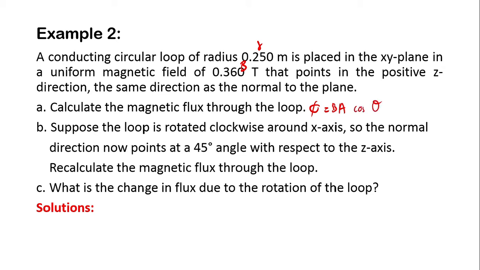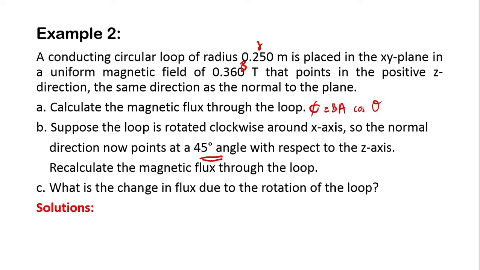Suppose that the loop rotates clockwise around the x-axis. So determine the additional 45 degree angle with respect to the z. Recalculate the magnetic flux. Ni bila masukkan inline angle. What is the change in magnetic flux due to the rotation of the loop? Okay, so jadi kira BA cos theta.